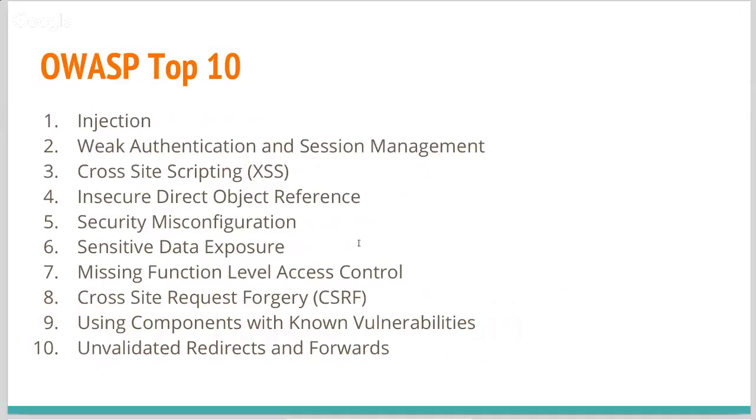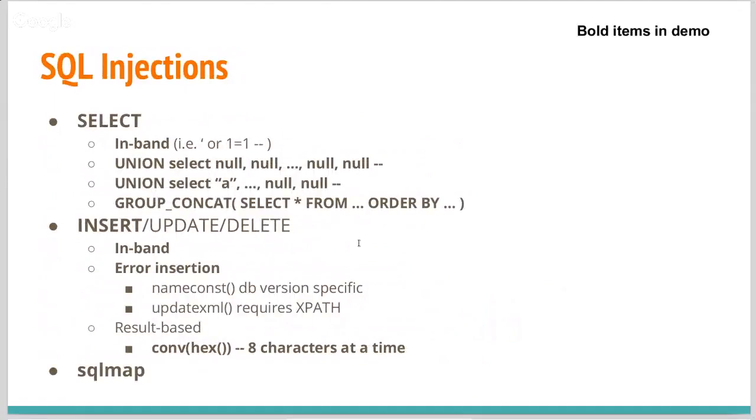Unvalidated redirects and forwards might seem kind of innocent, but if you can control the page that a user ends up on, they go to this website and then they get redirected to your website. It looks like the other one. You can ask for their username, their password, download files, that kind of stuff. So the things in bold are the things we're really going to try and focus on.